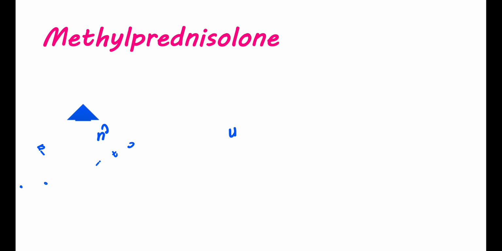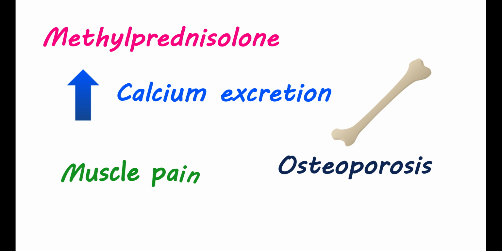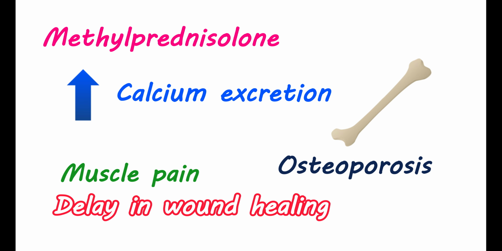Effect on bones. Methylprednisolone can increase the calcium excretion, which may weaken your bones. Therefore, it can increase the risk of osteoporosis if it is used for the long term. You should always use the lowest possible dose of methylprednisolone for treating inflammatory conditions. Long-term treatment with methylprednisolone can increase muscle pain as well as delay wound healing.